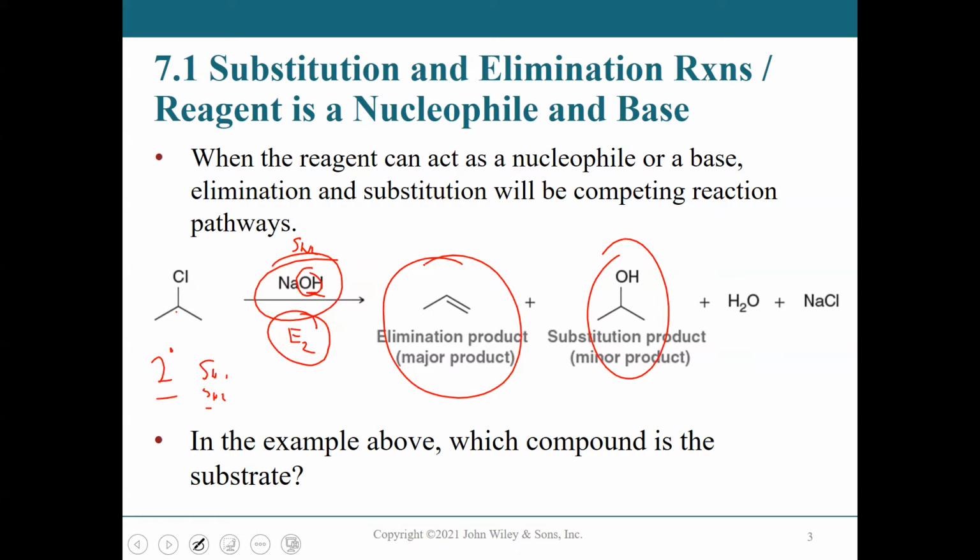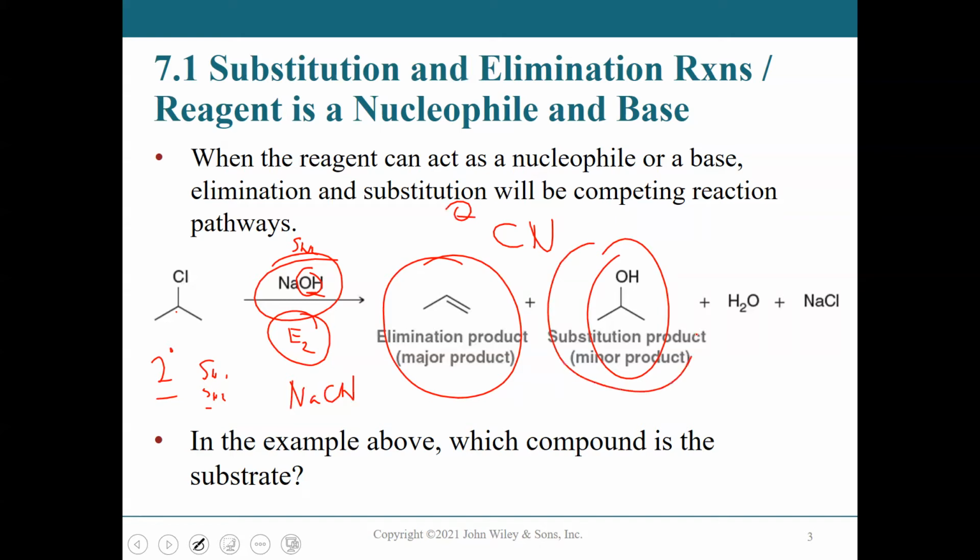Now, Professor Navarro, how do I know? Do I have to memorize it? Technically, yes, you will have to memorize it. But to be honest, over the years I've been doing elimination and substitution reactions, and I see the preference of each of the species. For example, I know OH is a better base. Cyanide, CN minus, we used for substitution reactions. If you replace it here with sodium cyanide, it will be the opposite.